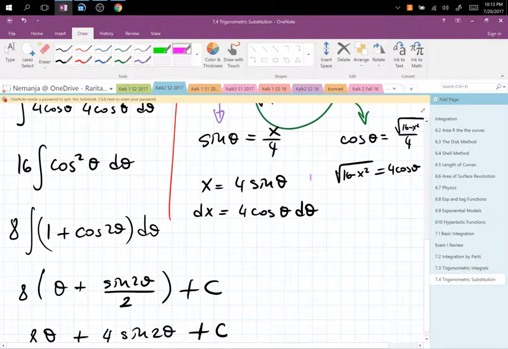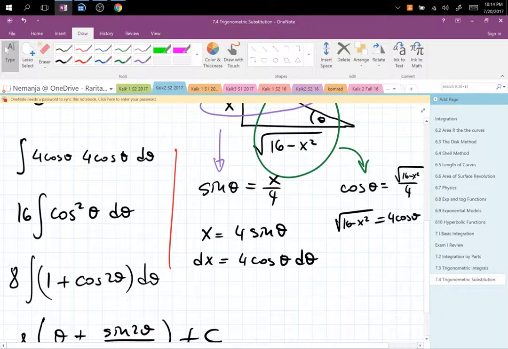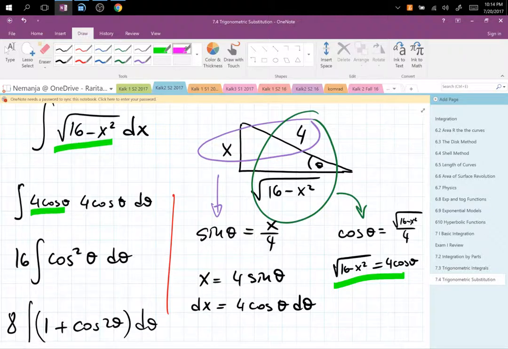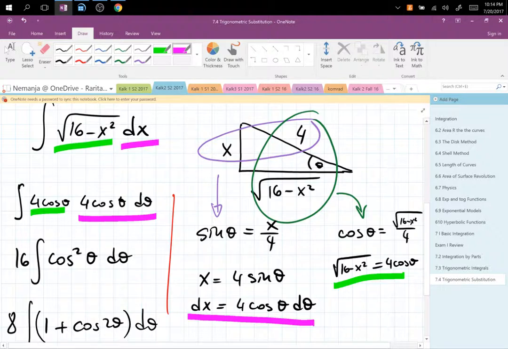With the 4 cosine theta, how did you do it twice? Did you do the same substitution? I just underlined it. You didn't pay attention, huh? Look, this guy is this guy from here. I just did this. Okay, let's do it. This one, and that one. Right? Yep. Good.